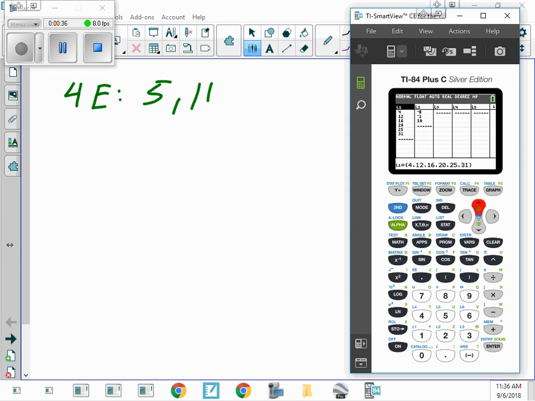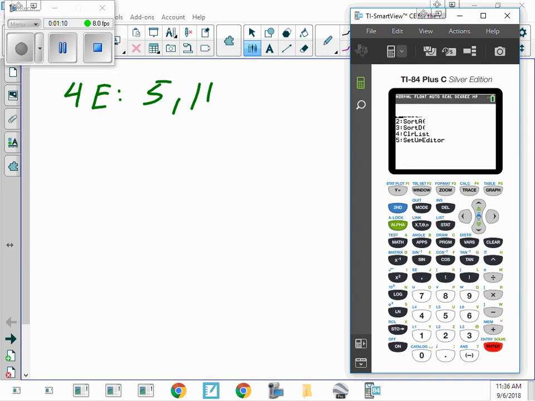So I go up to L1 and I push clear, not delete. Clear, enter, and then I put in the numbers 1, 3, 4, 5, and 7. Then I go back into stat, I go to calc, and I do a one variable stat, and my SD is 2. Average is 4, SD is 2.